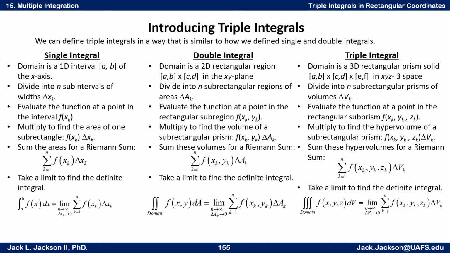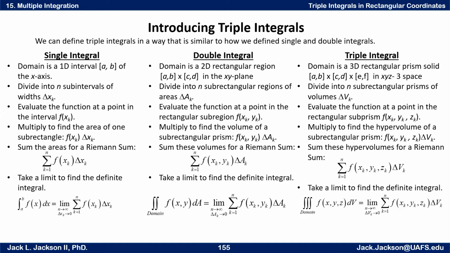And we extended that earlier in this unit to a double integral. Now, instead of the domain being a one-dimensional interval, it's a two-dimensional rectangular region, say x going from a to b and y going from c to d in the xy plane. We divide it into sub-rectangular regions, and we have the area delta A sub k for each of those. We could make them all the same, in which case the delta A sub k's would all be the same, or we could make them different.